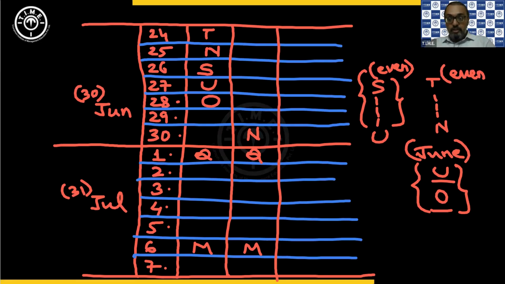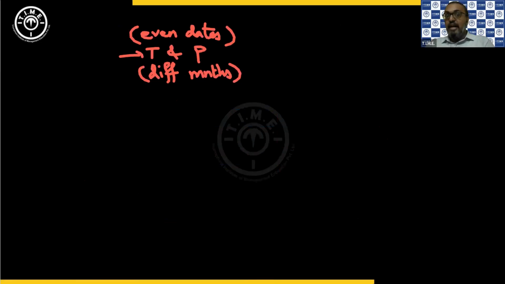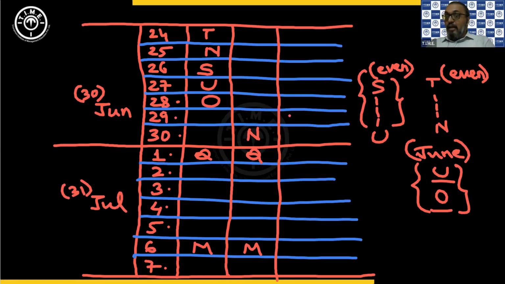However, when it comes to the second possibility, T is also even, because in the earlier condition we had both T and P are even dates but different months. Okay, and we know that T is senior to or above N. So T has to be coming in June. So now what I can do is take T or S as 24, S or T as 26 because they both have to be even dates. And then I can fix U and O in the same as 27, 28.